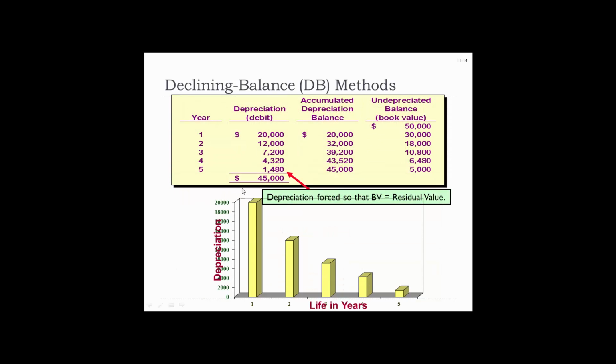So this would be double declining balance. You're going to debit $20,000 to depreciation, then 12, then 7,200, then 4,320, and then you're going to stop depreciating once you hit the residual value of $5,000. So as you can see in the chart, instead of being straight across, it's significantly more in the first year.